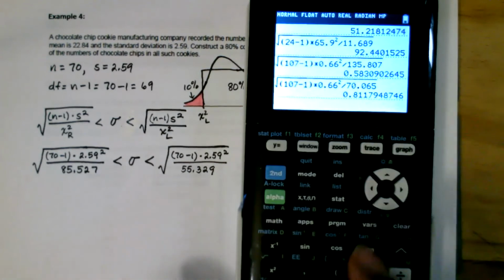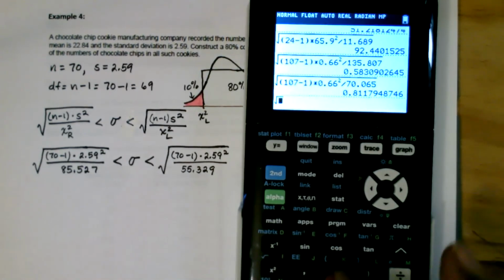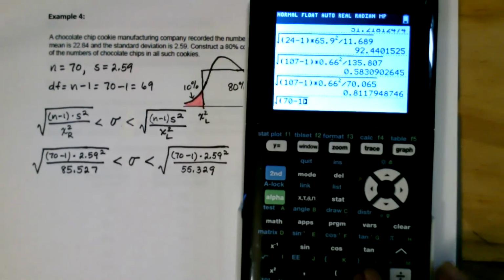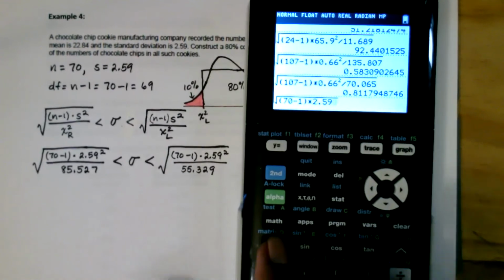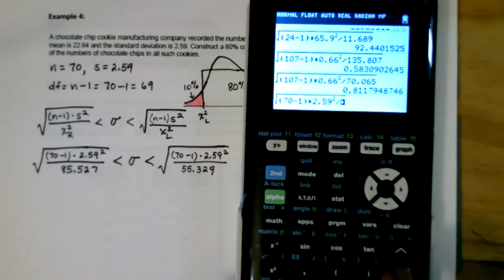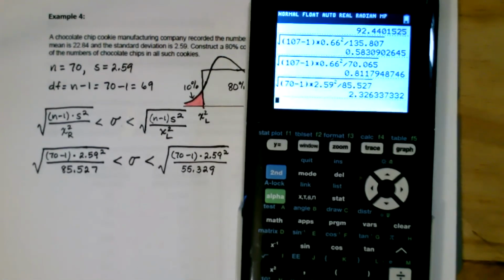Let's see, the square root of, in parentheses, 70 minus 1, close parentheses, times 2.59, and that's squared, divided by 85.527. This will give me 2.326. Now, if we round this off to 2 decimal places, this will be 2.33.